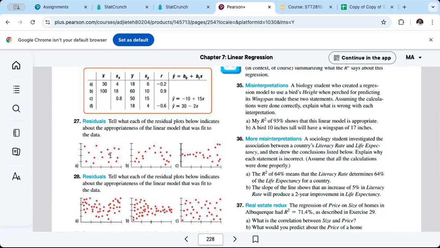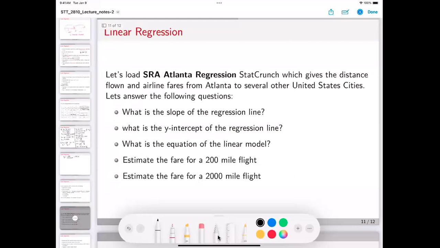The other thing we want to do is go to StatCrunch and do a full problem. To do that, look through your notes. There is this data set; load it into StatCrunch. What this data set shows is the distance flown and the airline fares from Atlanta to several US cities. So the distance is your explanatory variable, is that okay? And then the fare is your response variable.